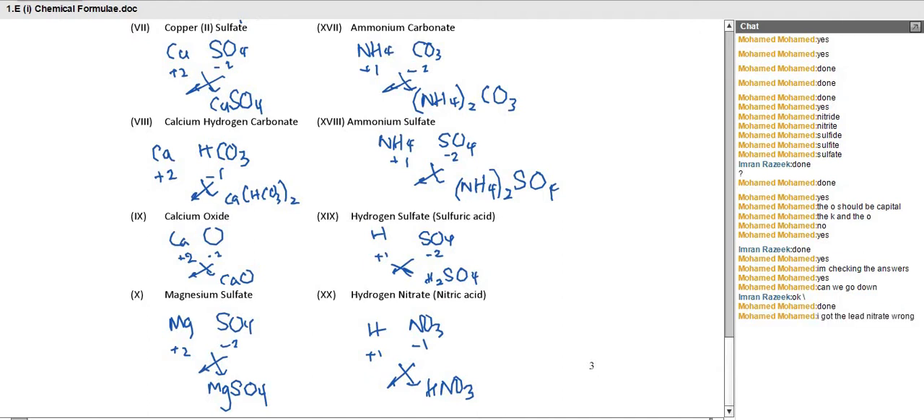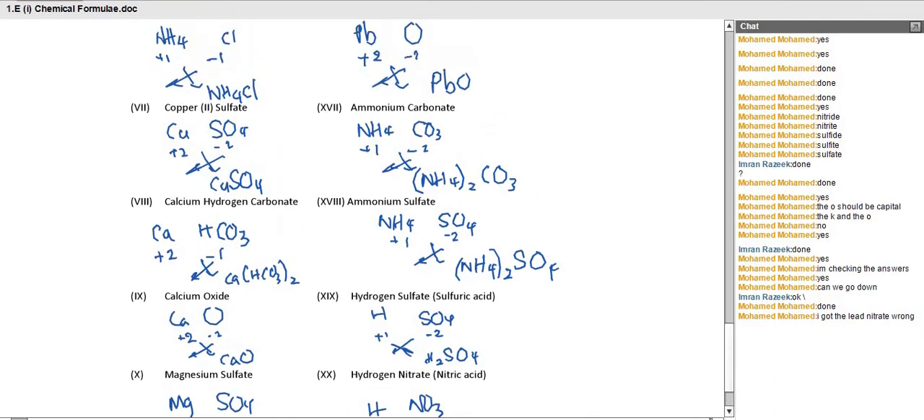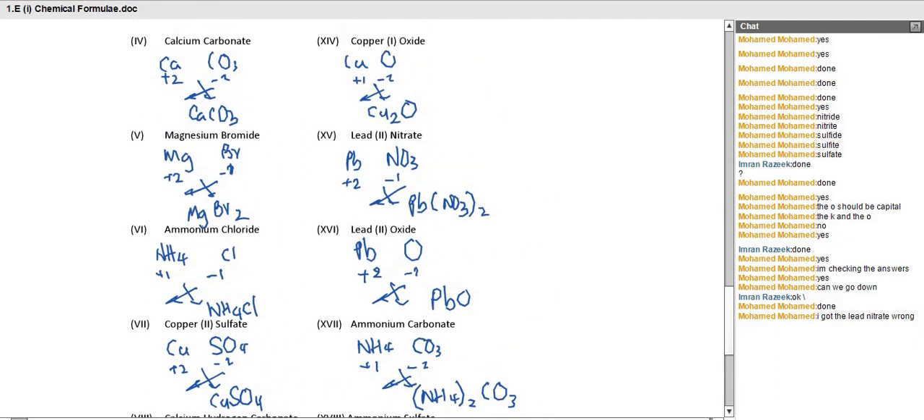Lead nitrate, okay. Where is lead nitrate? Or lead 2 nitrate. Thing is, second letter should be lowercase, right? Keep that in mind always. And put a bracket if it is a radical involved.